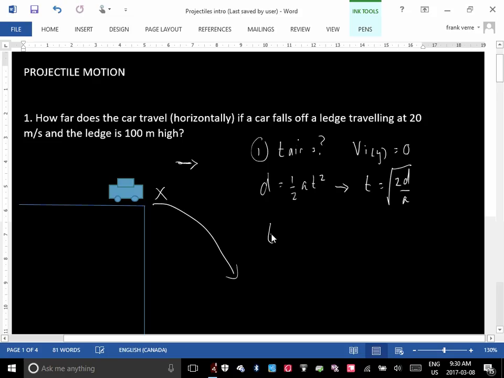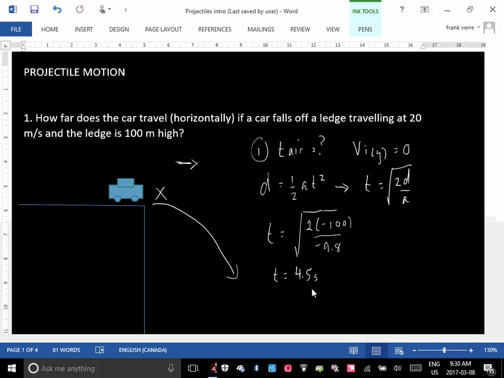Okay? So how long does it take to fall? That would be 2 times 100, but it's 100 meters down, so it's going to be negative 100 over negative 9.8. So it's about the square root of 20, very close to the square root of 20. But what exactly is the answer? 4.5? Okay, 4.5 seconds.